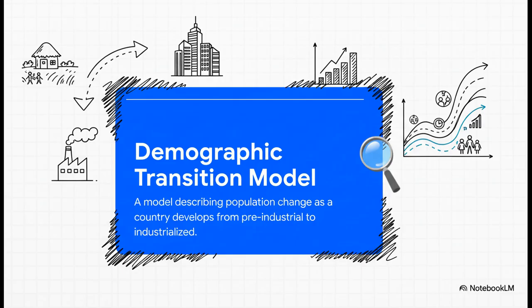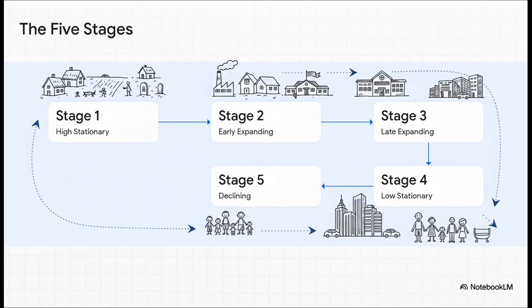The best way to think about it is like a map. It shows us the journey a country's population takes, step by step, as it develops from an agricultural society to an industrial one. Okay, so this journey we're about to take, it's broken down into 5 clear stages. We're going to walk through every single one, starting from way back in history all the way to a future that honestly a lot of developed countries are already starting to see.